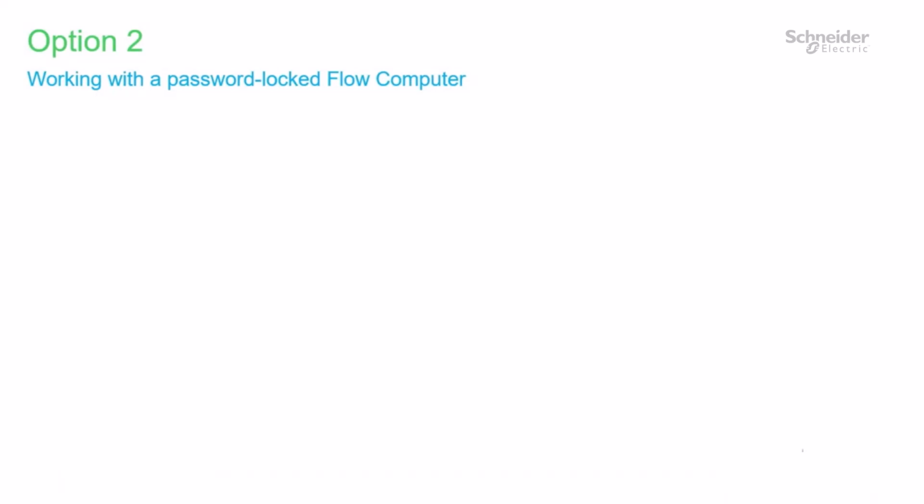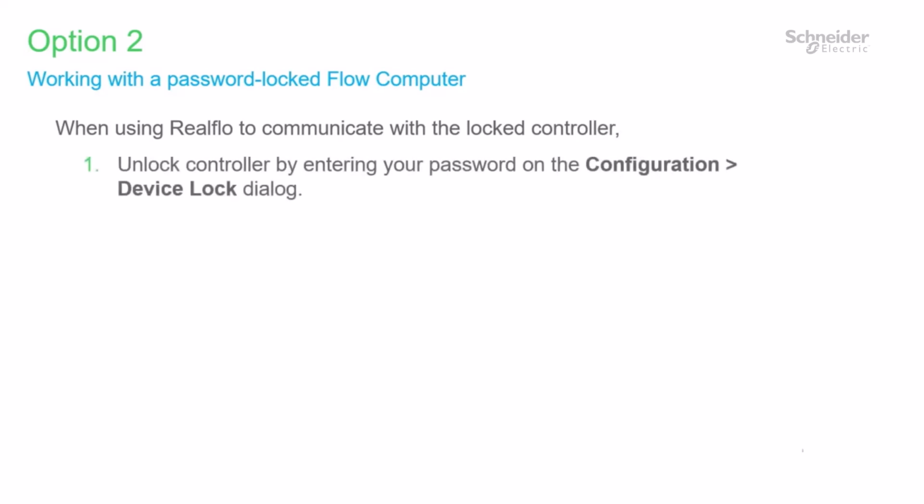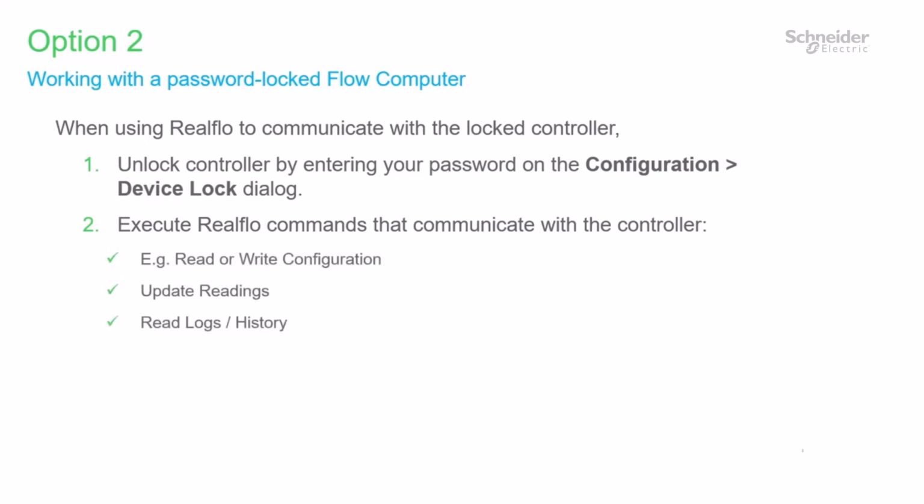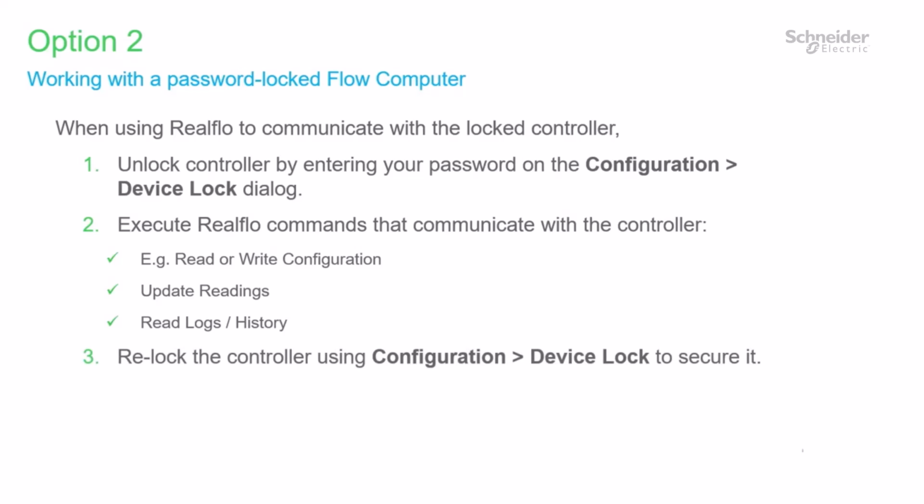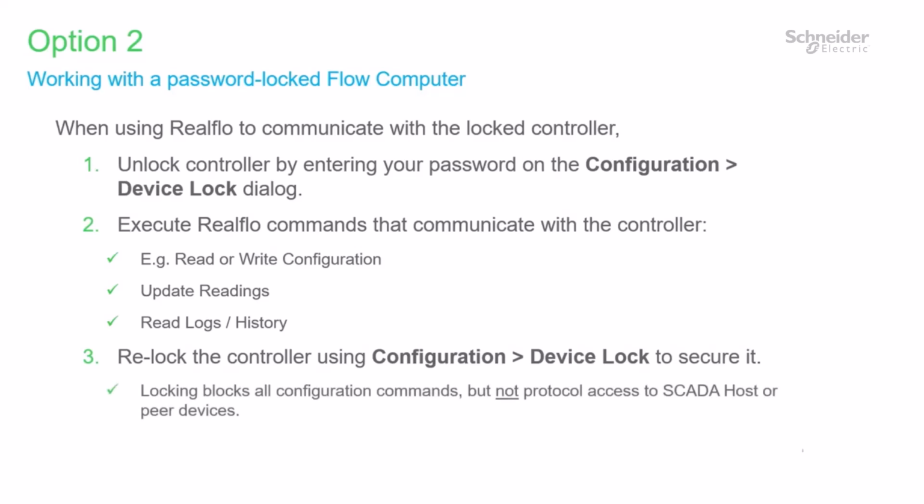Summarizing how to work with a password-locked flow computer. Whenever you need to use Realflo to communicate with the controller and it's locked, you must first unlock the controller by entering your password on the device lock dialog. Then you can execute any Realflo commands that communicate with the controller, whether that's to read or write configuration, update readings, or read the logs or the history. Then when you're finished, you would relock the controller using the device lock dialog again to secure it. Note that locking blocks only the configuration commands, not protocols that access from the SCADA host or peer devices.